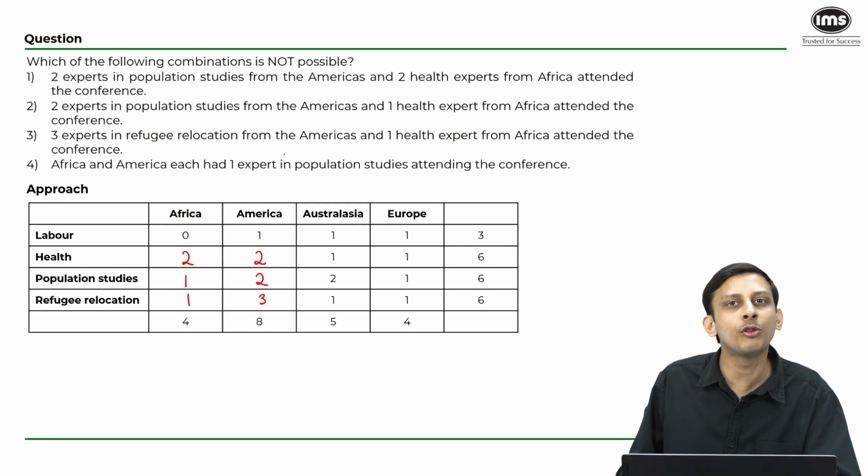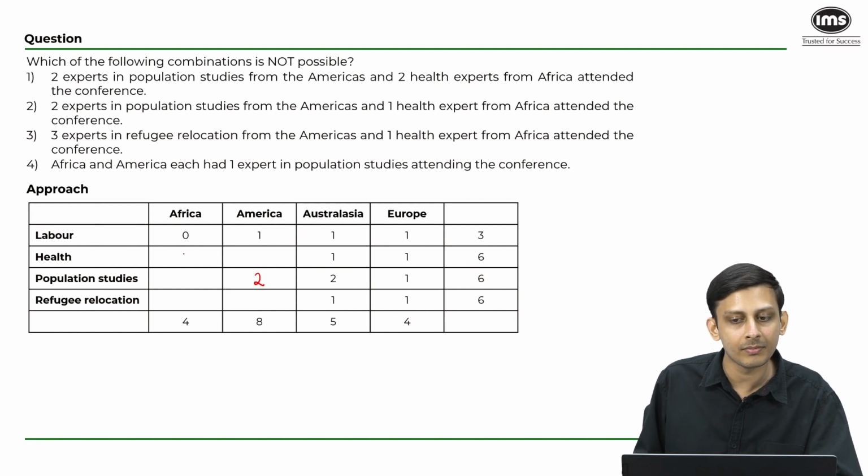The question is asking for what is not possible. So option 1 is not the correct option. If you look at option 2, 2 experts in population studies from the Americas, 2 here, and 1 health expert from Africa. Let's see if this is possible.